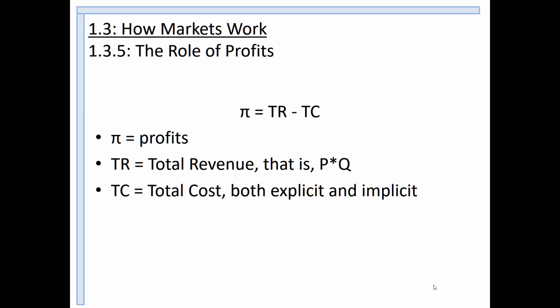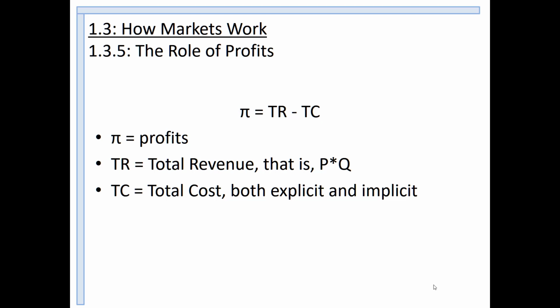Total revenue is easier to understand. It's just price times quantity. Think about it. If you produce 40 chairs and each chair costs $10, when you sell those chairs, your revenue will be $400. You just multiply price and quantity.